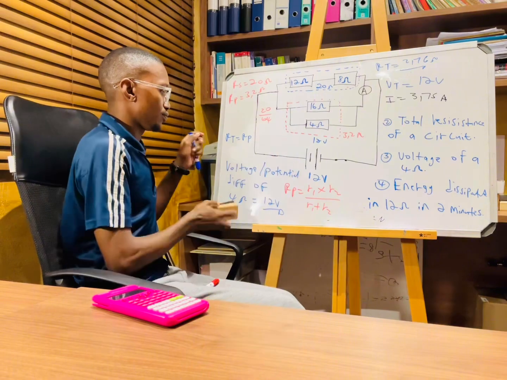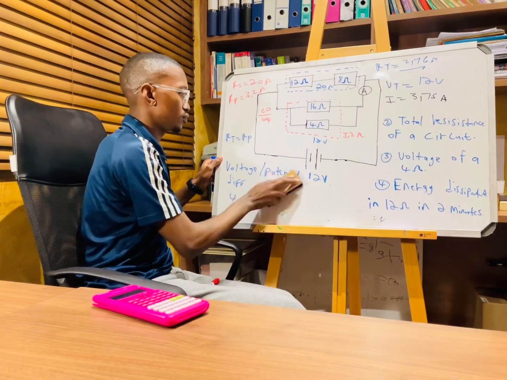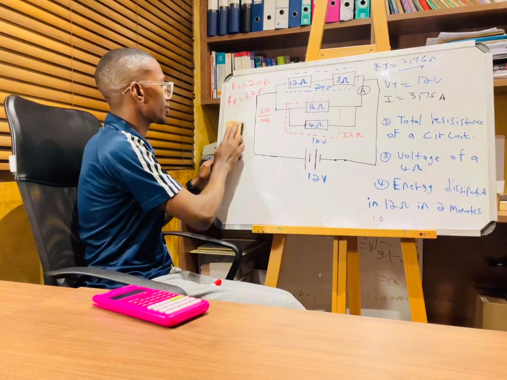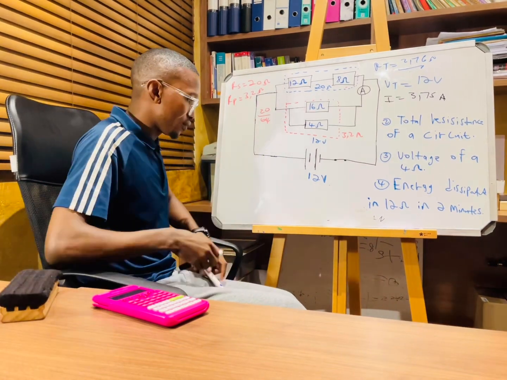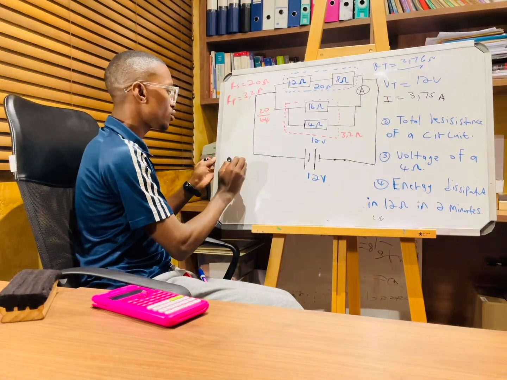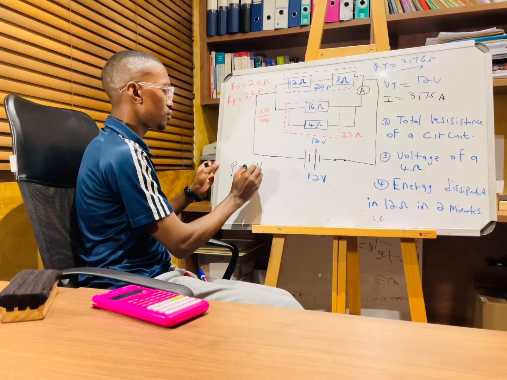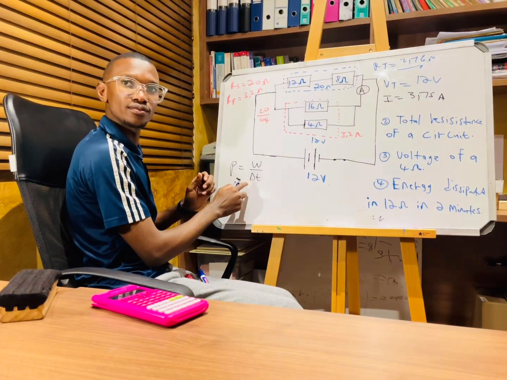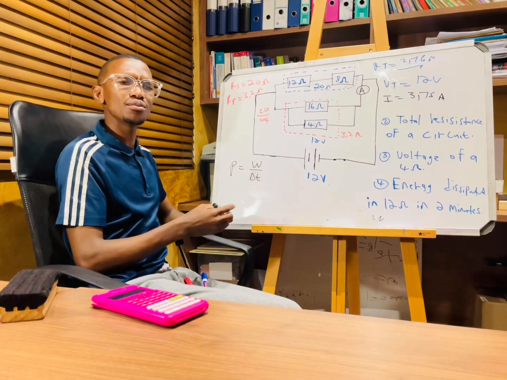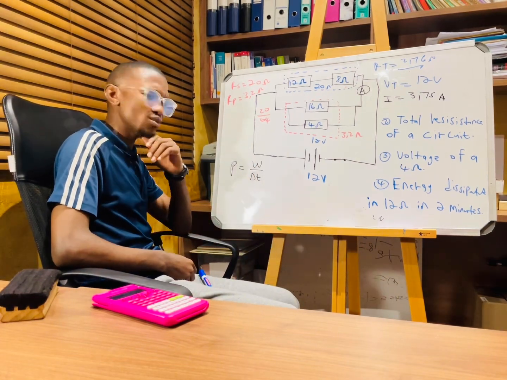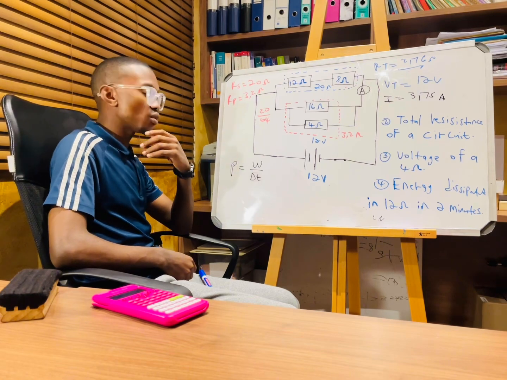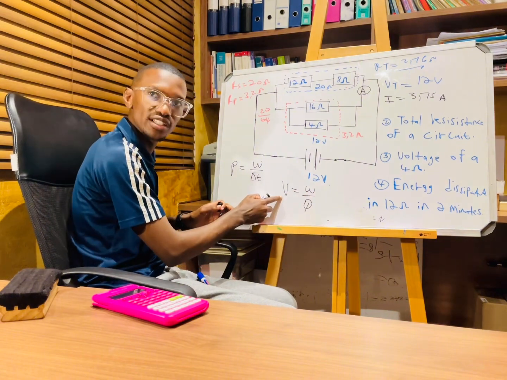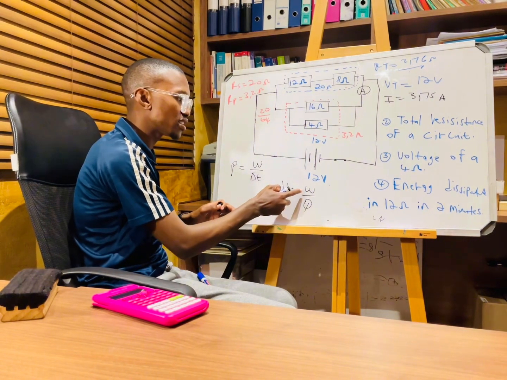I'm going to show you. Okay guys, there's a formula. Power equals work done per unit time, right? Voltage is the work done per unit charge. Voltage equals work done per unit charge. Guys, this is voltage.